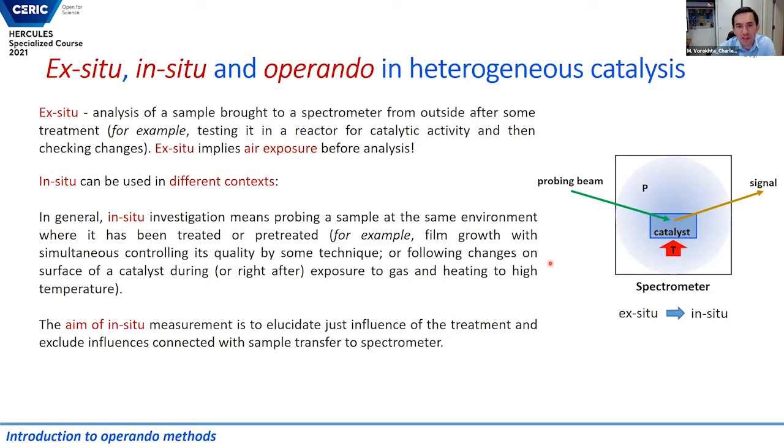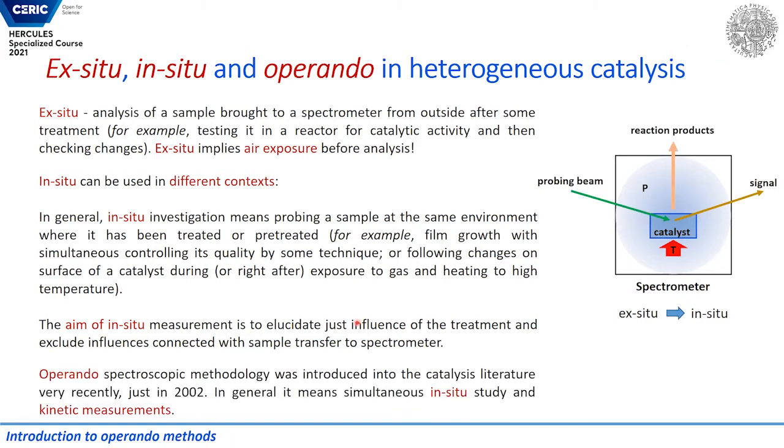Also sometimes, if you prepare a catalyst in some in situ chamber, it means that you grow the catalyst directly in the chamber, so the treatment is the growing. For example, it happens if you study model catalysts when you prepare thin films on the surface of single crystals, and then you study them. So this is in situ. The aim of in situ, as I said, is to catch the influence of treatment and exclude influences connected with sample transfer to the spectrometer.